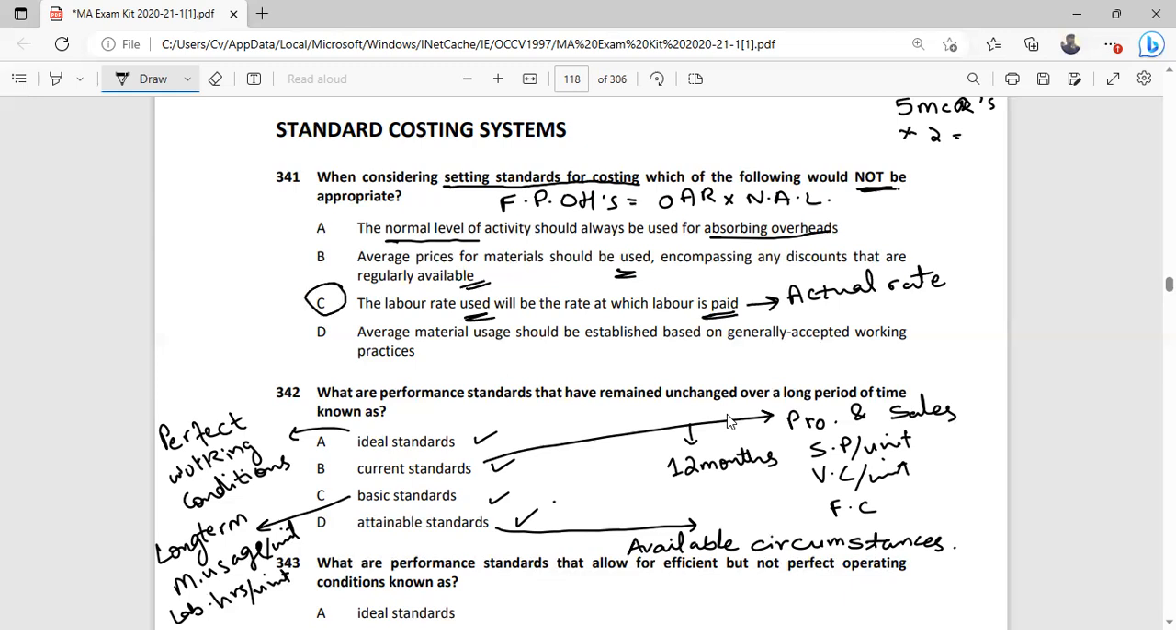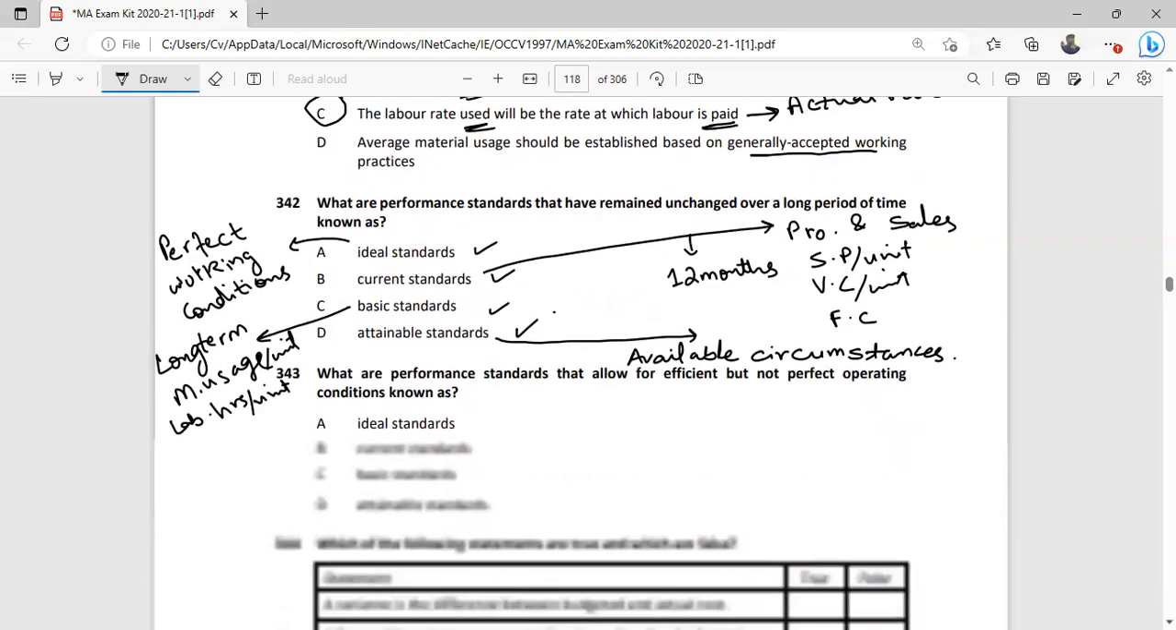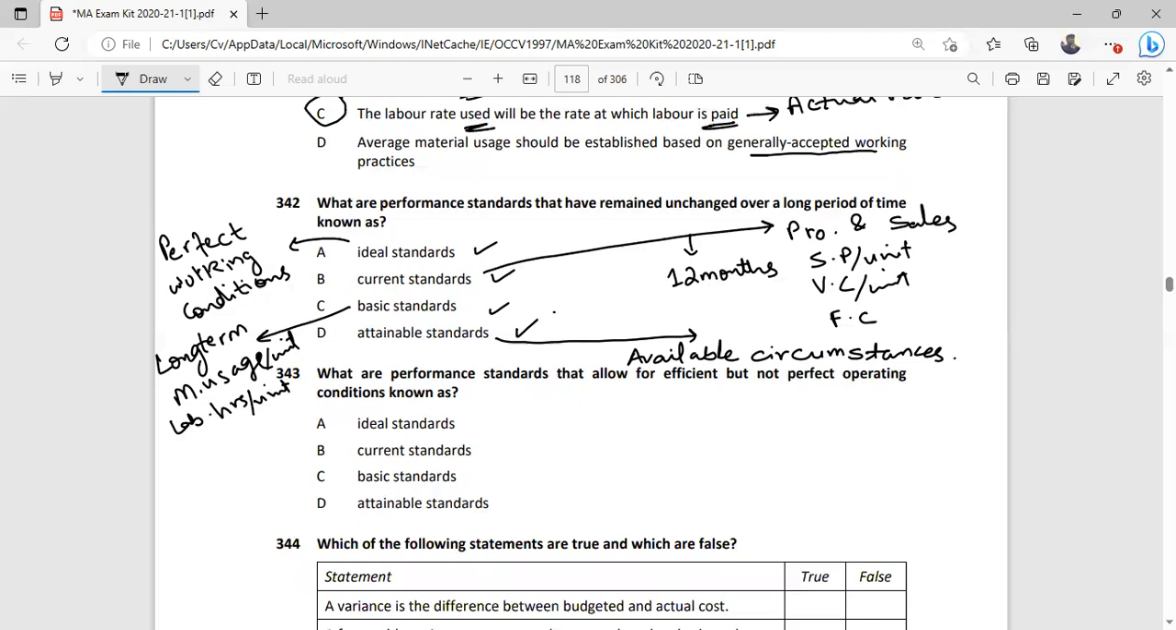Average material usage should be established based on, definitely we will see what are the generally accepted working practices of the organization, what material they are using normally. On the basis of that we can say what is our average material usage per unit. Any question related to this MCQ? Okay, which performance standards remain unchanged over a long period of time? Basic standards will remain unchanged over a long period of time.